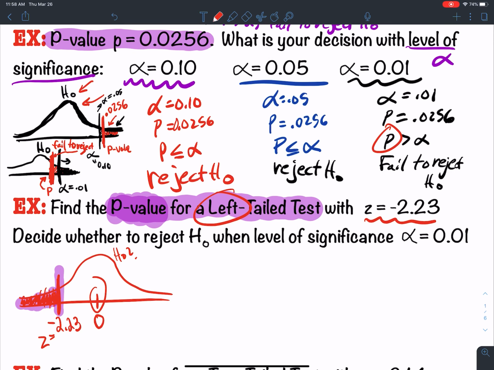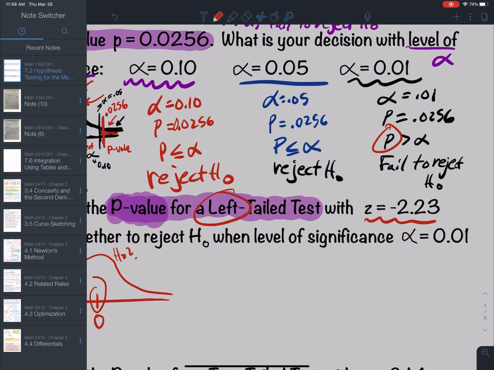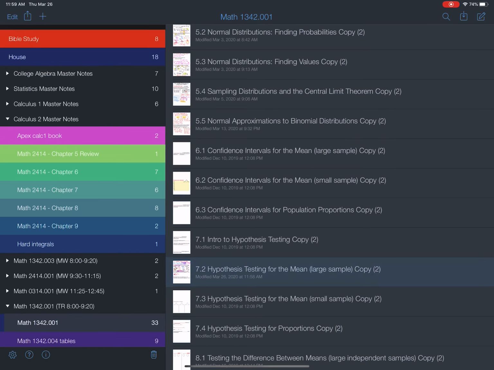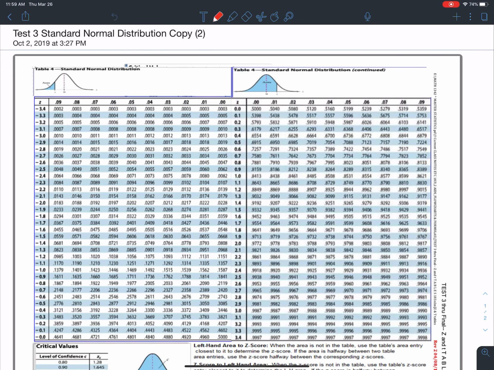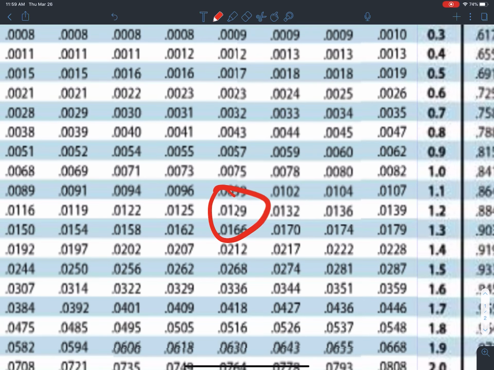How do we find that? We go look it up in the chart. Okay, I go look it up in the chart. So let's see if I can go to my table. Standard normal, negative 2.23. So negative 2.2 and negative, and then the 3. So right here, 0.0129. 0.0129. Okay?